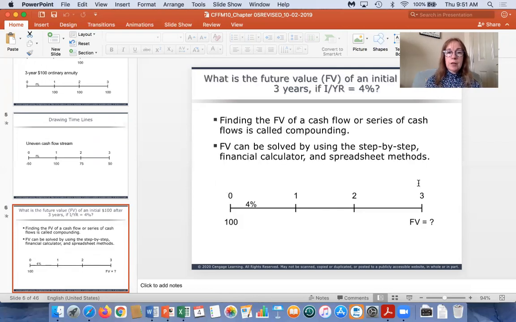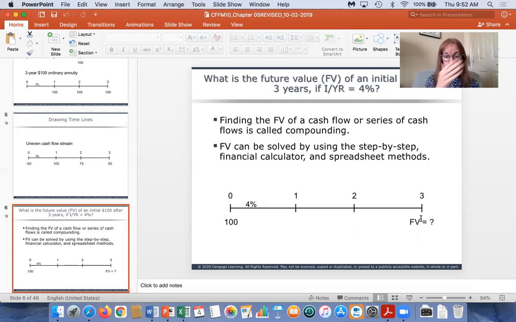Okay, so let's look at this first problem. It's the future value of $100 in 3 years at 4%. So you can do this the long way, and you could take, well, what would $100 be worth at 4% at the end of year 1? Well, if you took $100 times 1.04, that would give you $104. And you can keep calculating the balance here by 1.04, and you would get your future value.